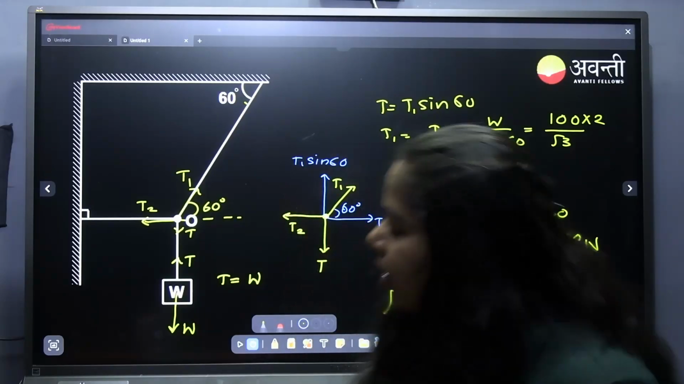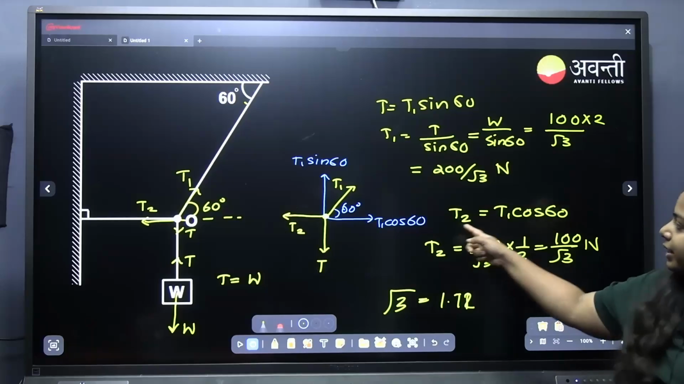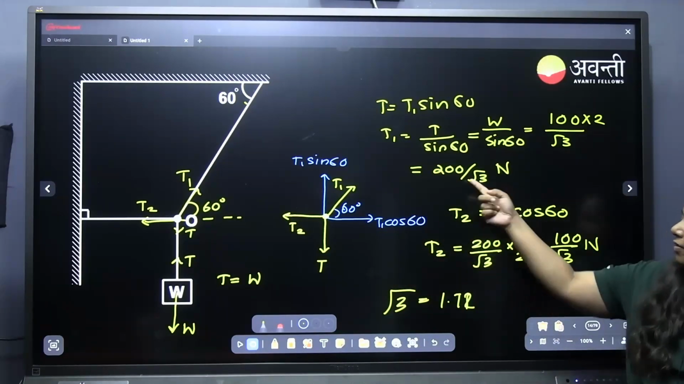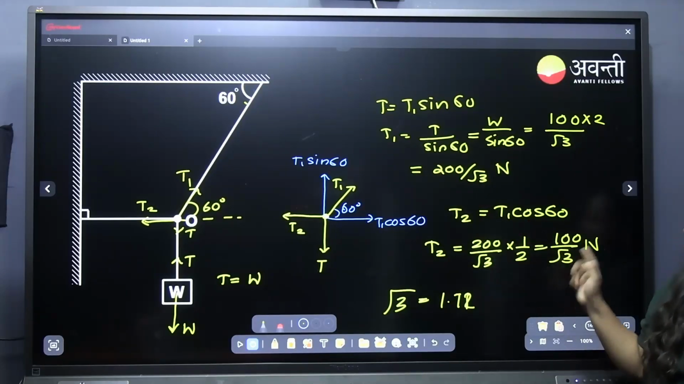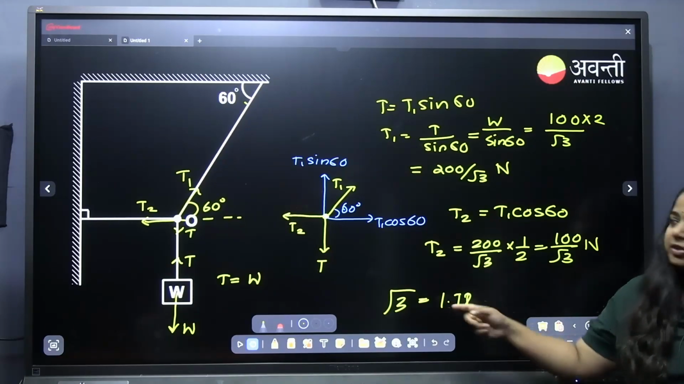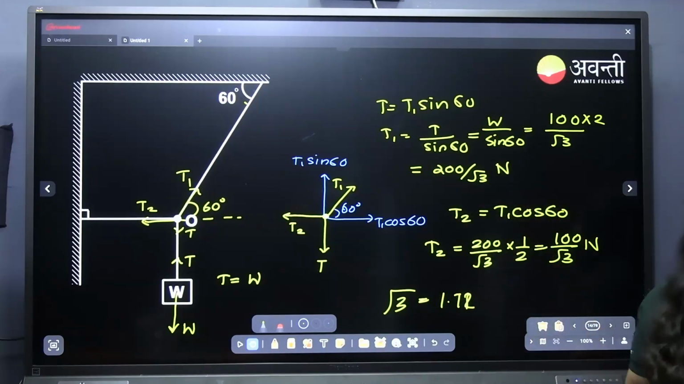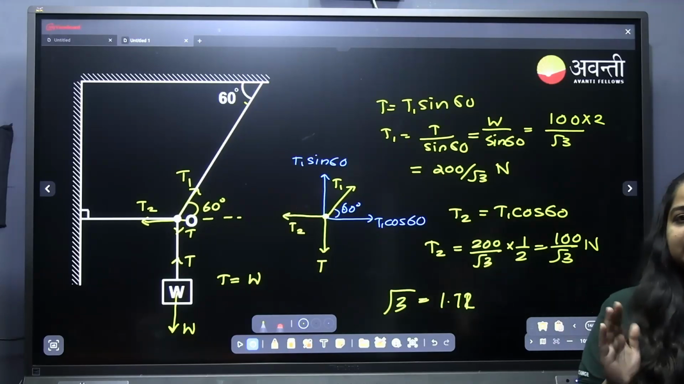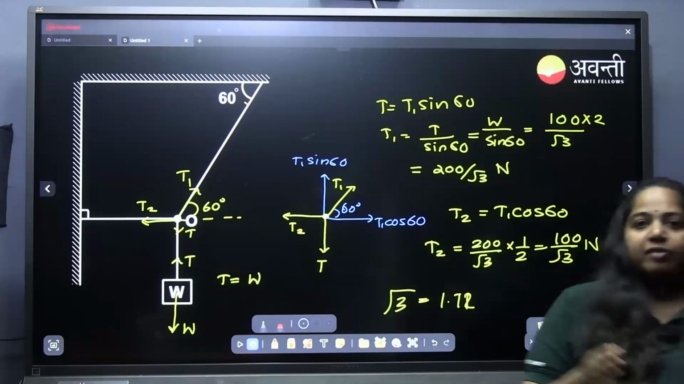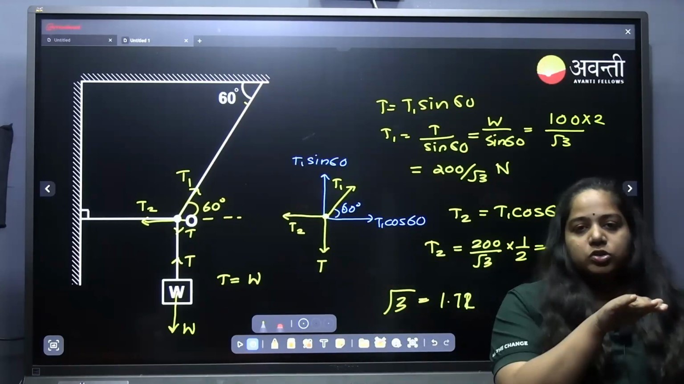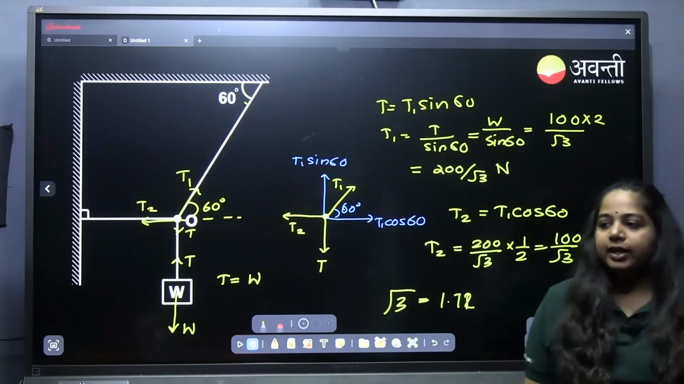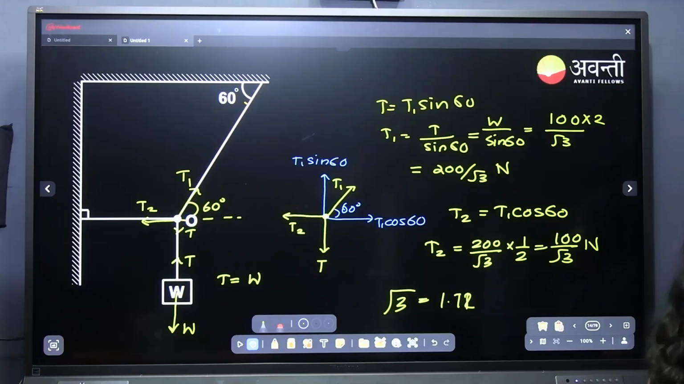T2. Okay. So T2 and T1 cos 60 are opposite to each other. We equated that, and T1 we found from here. Substitute that here and we will get T2. After that, root 3 equal to 1.72 you can substitute and find further also, but I am stopping here. Is this fine? So when a body is in equilibrium, we draw the free body diagram and we find all the components in vertical direction and horizontal direction separately, and we equate them. That's how we solve in equilibrium case. Okay, I hope there is no doubt in this.